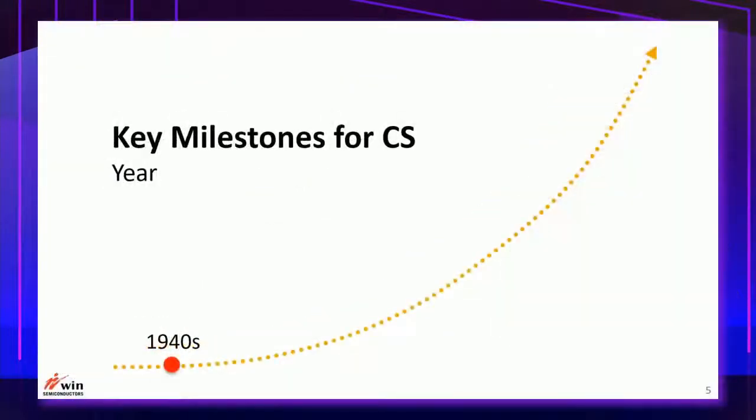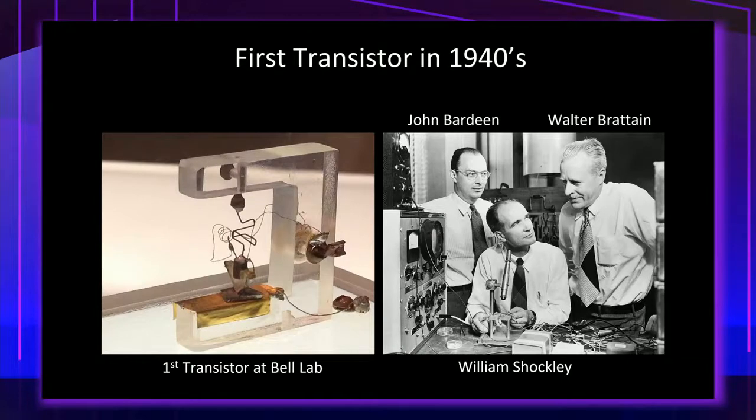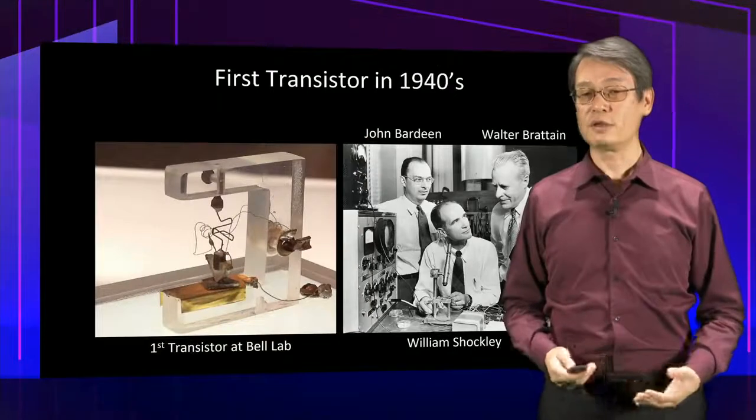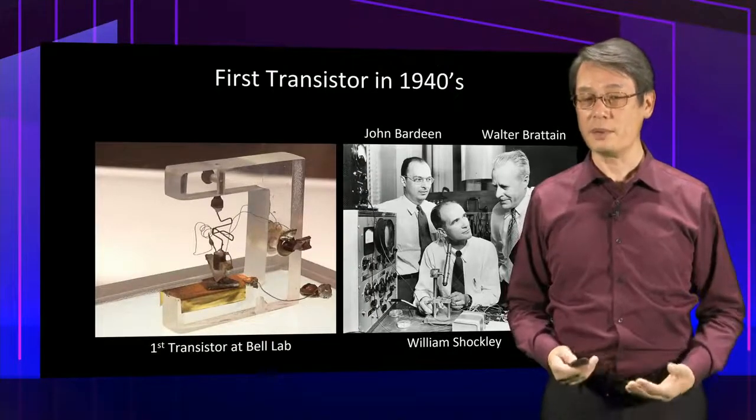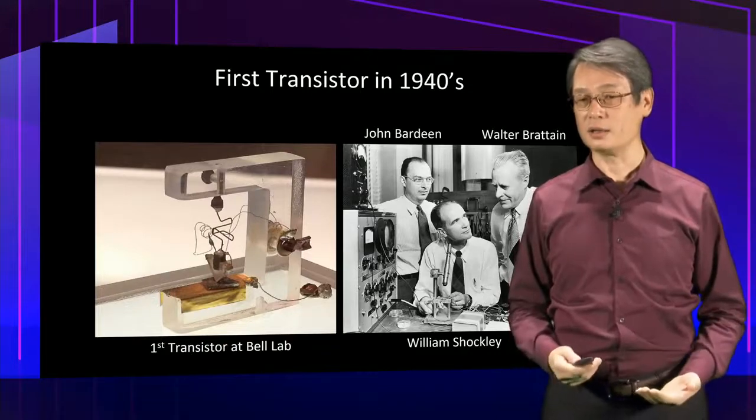Next, I'm going to take a few minutes to give you an overview of the key milestones achieved by compound semiconductors in the past. Starting from the first transistor, which was invented in the 1940s at Bell Laboratories by three very famous scientists. The first transistor was germanium-based. It's not silicon, and it's not a compound semiconductor either.